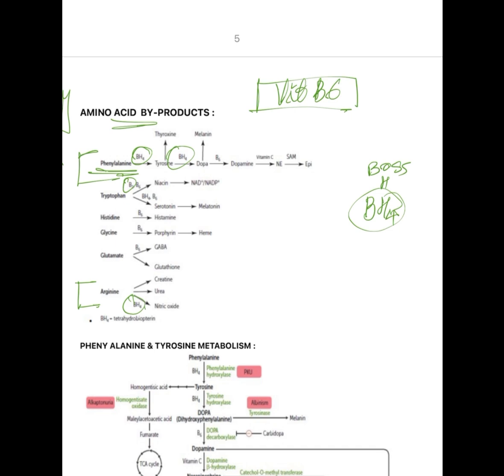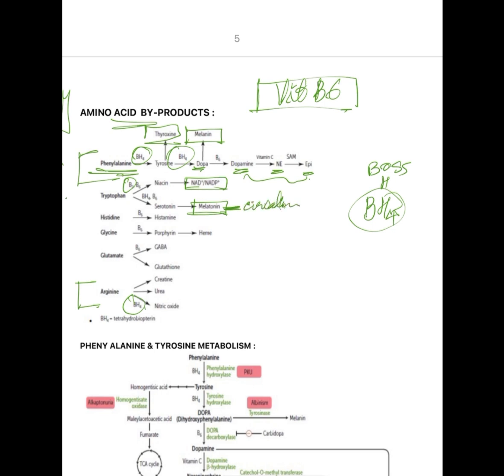Phenylalanine is forming thyroxine through tyrosine. Melanin, your skin pigment, through DOPA. Then we have dopamine also, norepinephrine and epinephrine, all the sympathetic hormones. Then we have tryptophan. What is tryptophan forming? It is forming your NAD plus and melatonin. Remember, this is melatonin, not your melanin. Melatonin, the one which is associated with your circadian rhythm.